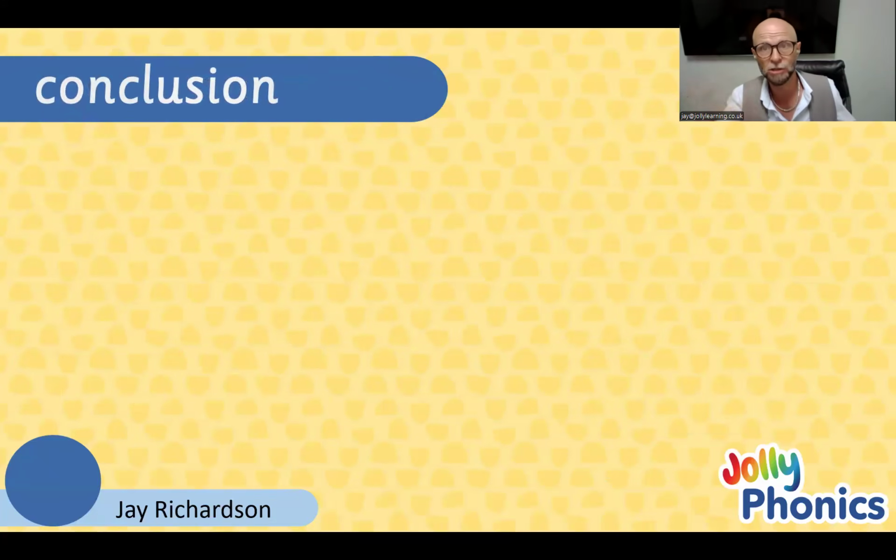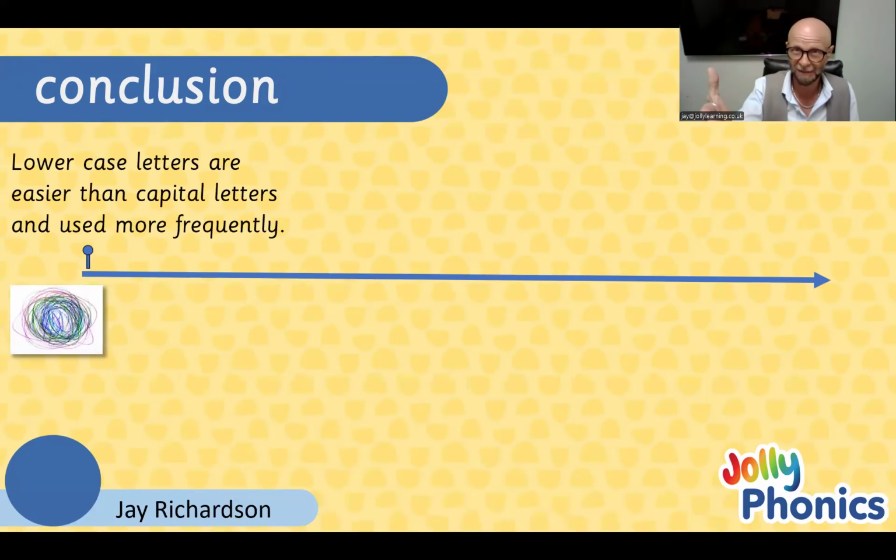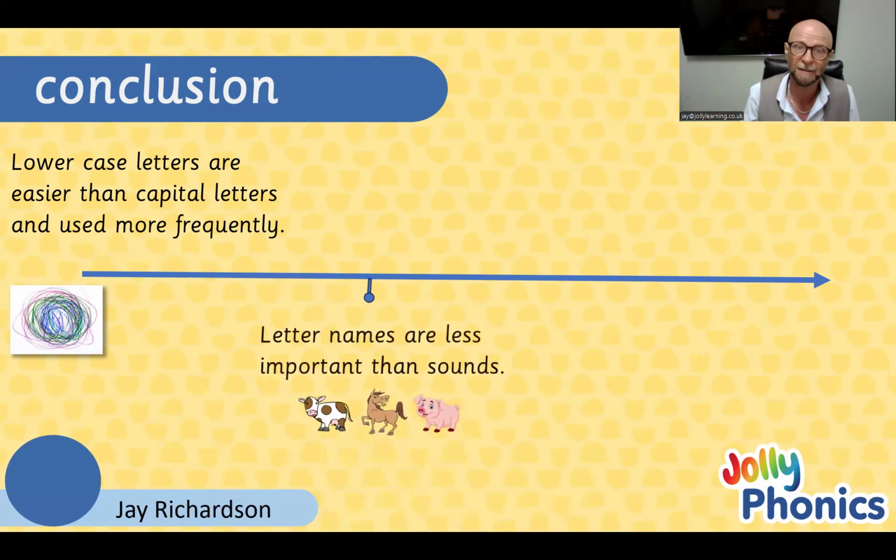So in conclusion of my introduction to why we teach the way we teach, let's have a look. We have concluded as a work in progress today that lowercase letters are easier than capital case letters and more frequently used. Therefore, let's work with lowercase and don't worry about capitals at the beginning. We have realized that names are less important than sounds. When it comes to encoding and synthesizing and decoding, you need to know the sounds of the letters, not the names. You only use names when spelling for other people to listen. And we're not at that.